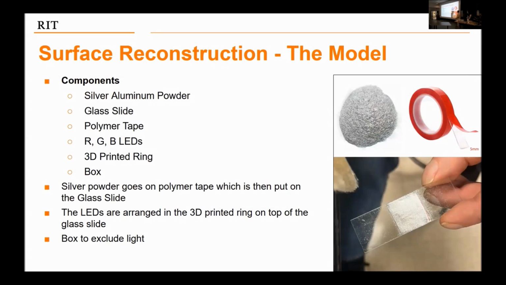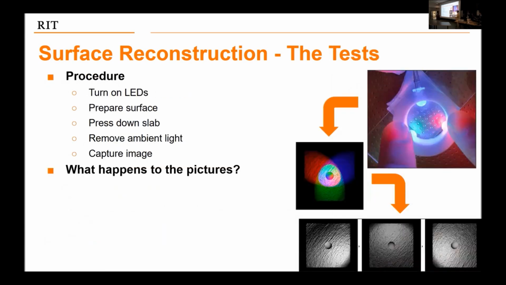Another imaging method that we've been looking at is using a slide with a polymer tape with an aluminum coating. When this is pressed against the drumhead, it'll mold to the shape of the surface, and we know the reflectance properties of the surface. So if you have two or more images illuminated from different directions, you're able to reconstruct the local height map of the drumhead.